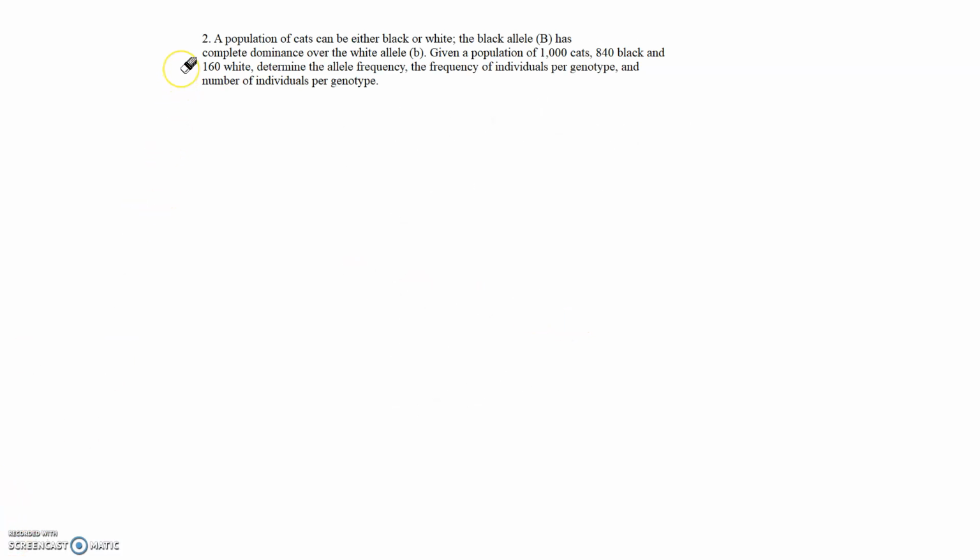All right. Let's look at our second question. A population of cats can be either black or white. The black allele, capital B, has complete dominance over the white allele, lowercase b. Given a population of 1,000 cats, 840 black and 160 white, determine the allele frequency, the frequency of individuals per genotype, and number of individuals per genotype. Why don't you pause the video now and see if you can do it on your own, and then compare your answer, and we'll go over it together.